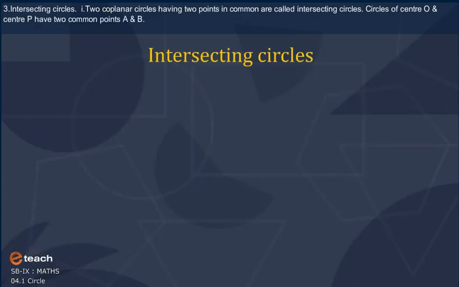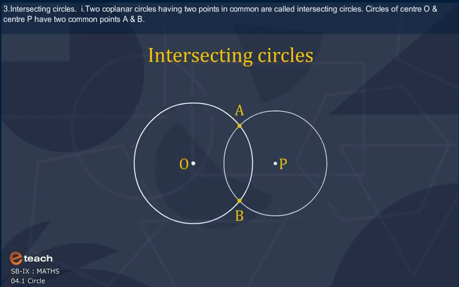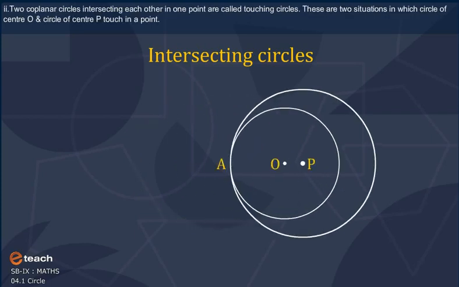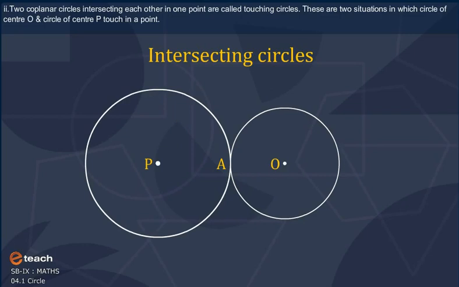3. Intersecting circles. 1. 2 coplanar circles having 2 points in common are called intersecting circles. Circles of center O and center P have 2 common points A and B. 2. 2 coplanar circles intersecting each other in one point are called touching circles. These are 2 situations in which the circle of center O and the circle of center P touch in a point.